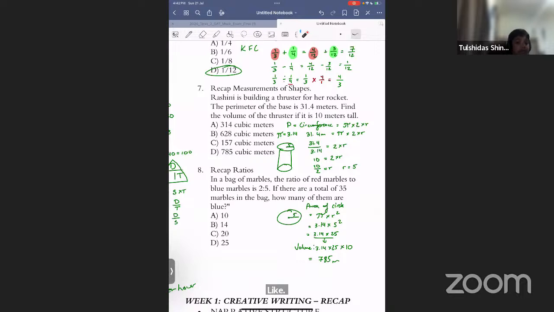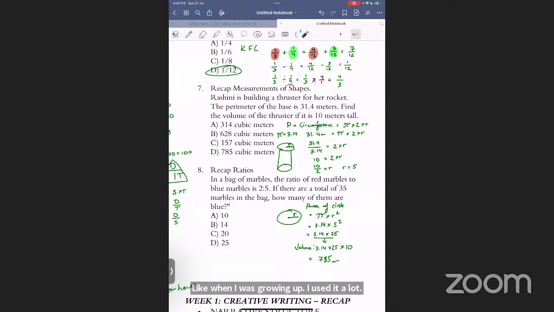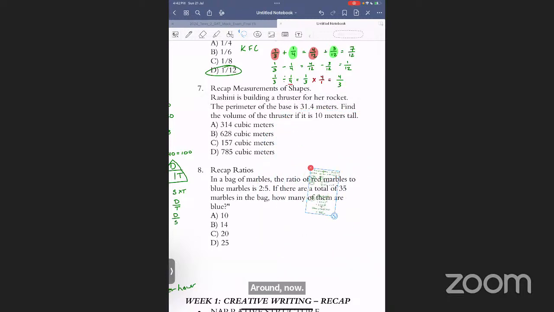Okay. All right, so I'm going to move this around now. Let's see, resize.